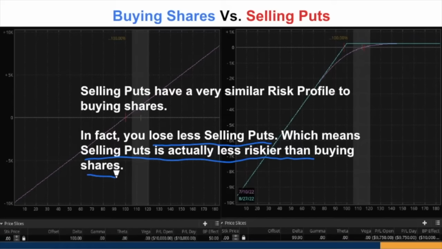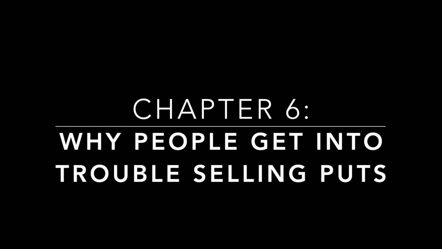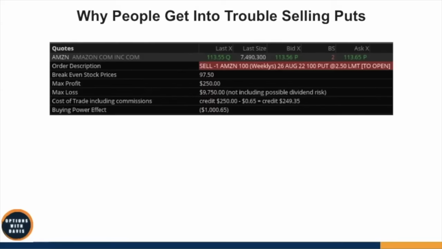So if selling puts is actually less risky than buying shares, then why are people saying that selling puts is risky, that people are blowing up their accounts and getting margin calls, and that you should never ever get into selling puts again? The answer comes down to this picture right here. The reason so many people blow up their accounts and get margin calls is because of this number right here. This number is the main culprit.